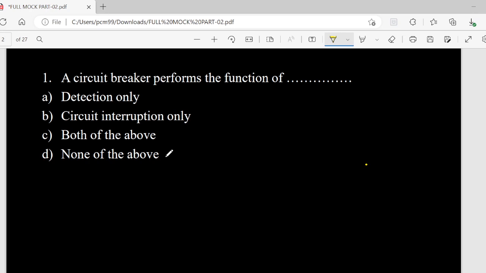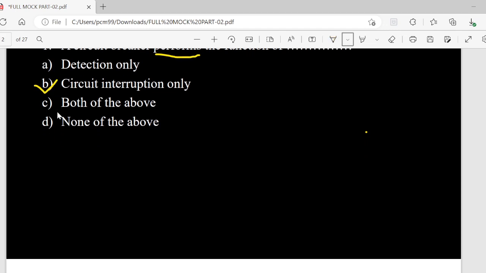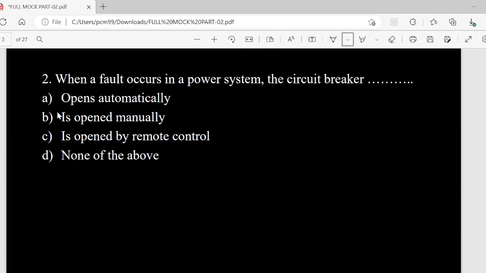Which one of the following options is correct? A circuit breaker performs circuit interruption only. The correct answer is option B. Next. Question number 2.